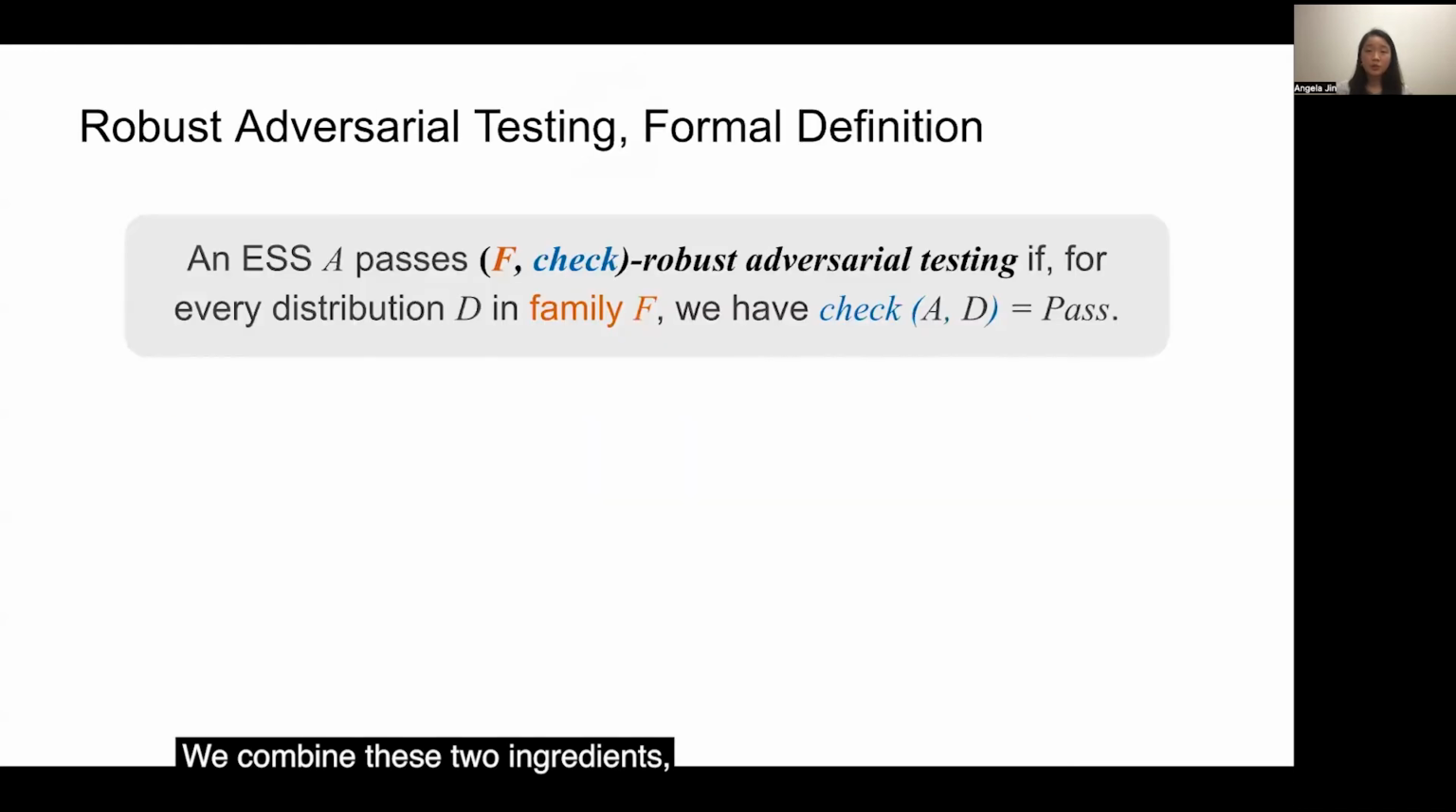We combine these two ingredients, a distribution family and a quality check function, and propose the following formal definition. An evidentiary statistical software, A, passes F-check robust adversarial testing if for every distribution D in family F, we have check(A, D) equals pass.